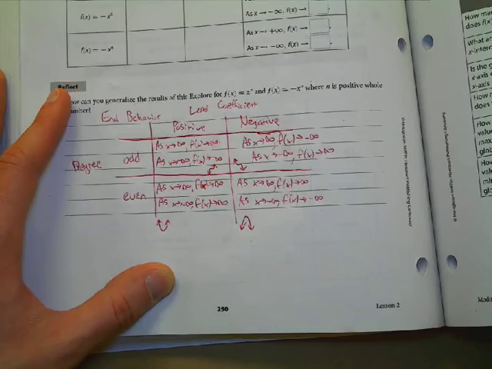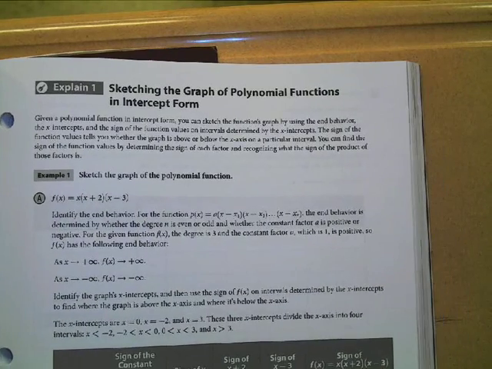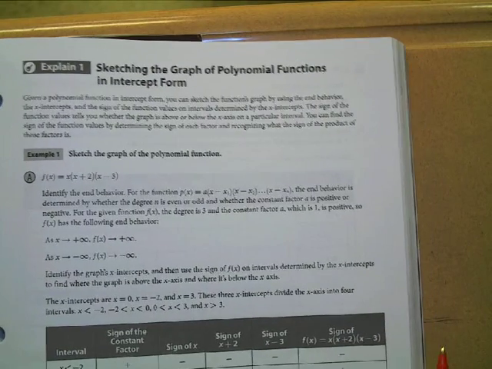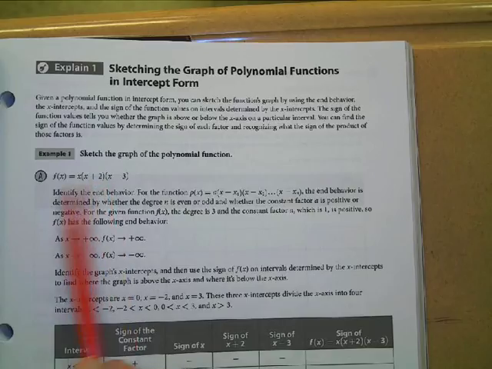Okay, so let's turn to page 253, and we'll take a look at a polynomial whose graph we're going to sketch. Let's look at example 1 here. First thing we want to recognize: our polynomial is not in standard form. It is not multiplied out, it's already factored for us.